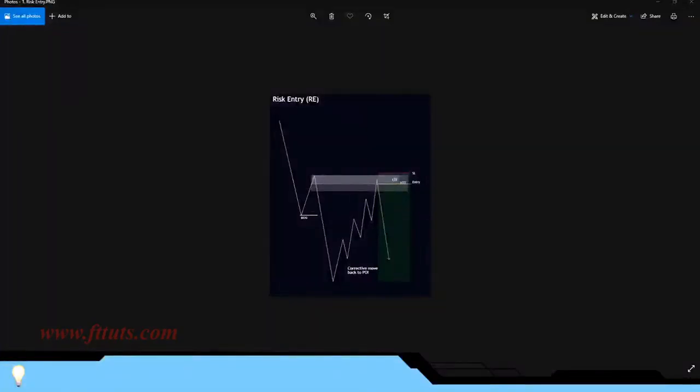Okay, in the following few lessons, we're going to take a look at the different entry types that we have within the framework that we've presented to you guys so far. The one that you see right now on the screen is the risk entry type, which is one of three different types of entry types.